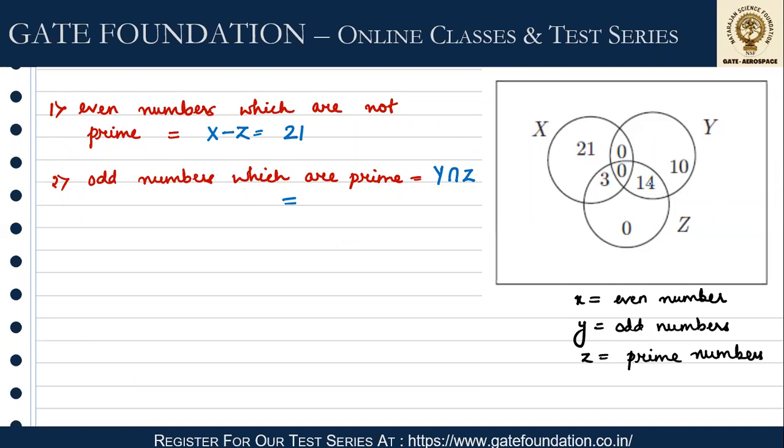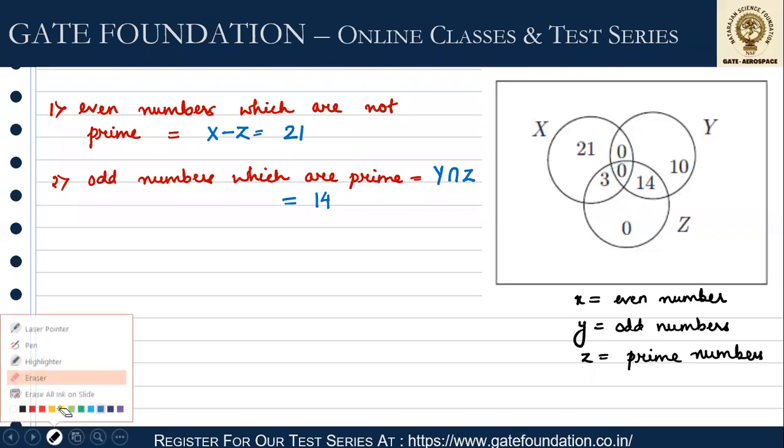So 0 is coming and 14 is coming. So 14 plus 0 will be 14. So 14 will be the correct answer. This part will come of Y and Z. This will be the answer. Let's move on to the next one.